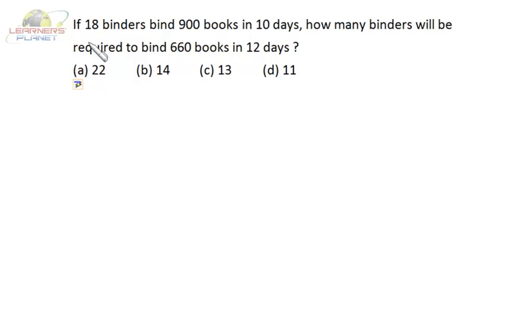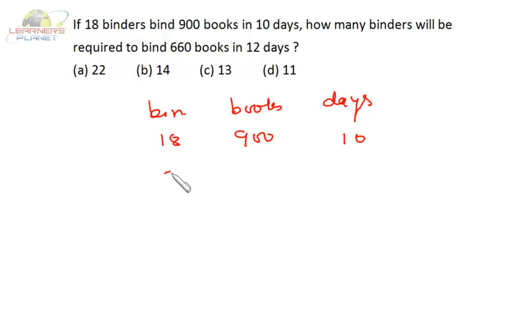Now let's see this question. If 18 binders bind 900 books in 10 days, how many binders will be required to bind 600 books in 12 days? Further, we have been provided with three variables. First, let's write binders, books, and days. Now, 18 binders can bind 900 books in 10 days. Then how many binders, say X, bind 660 books in 12 days?